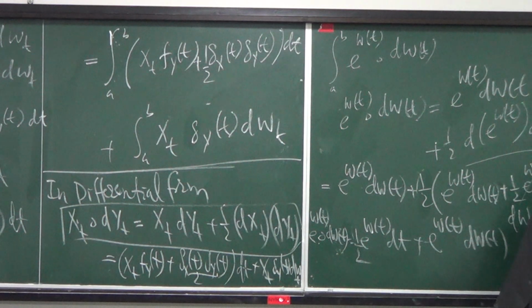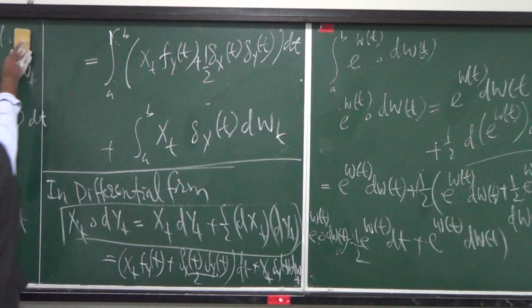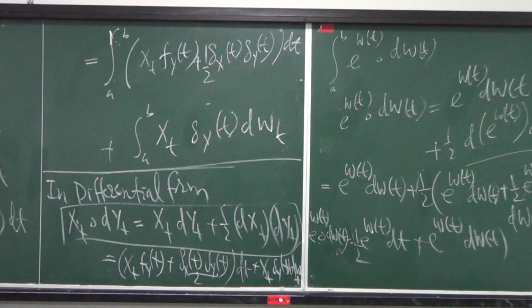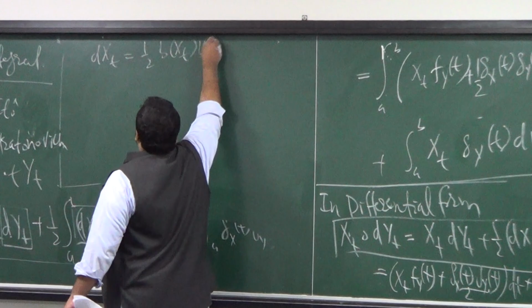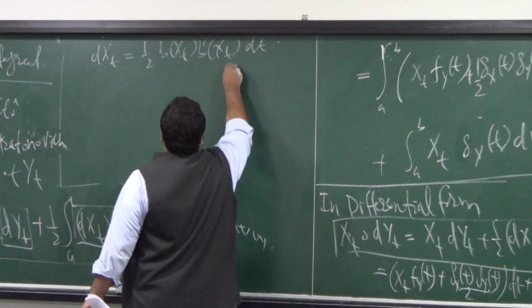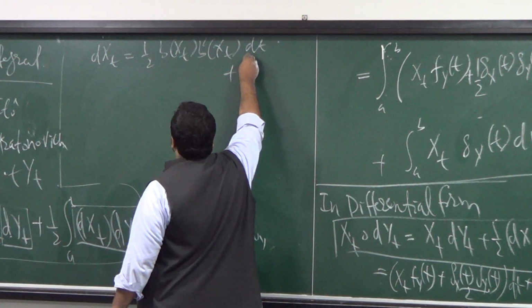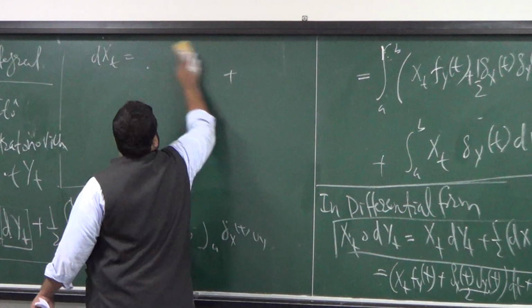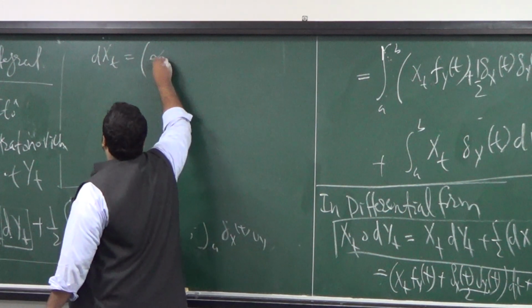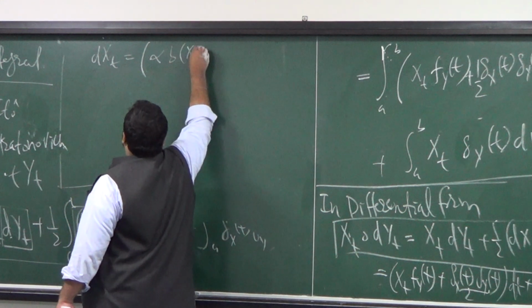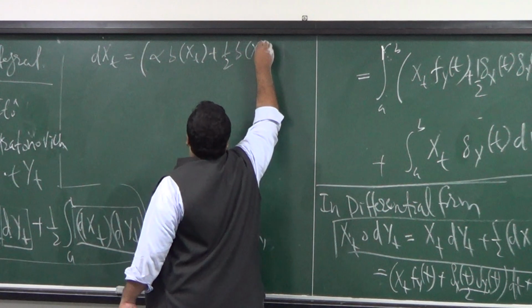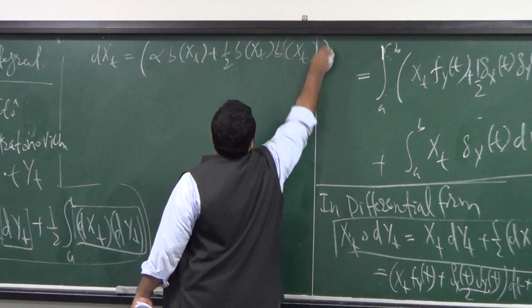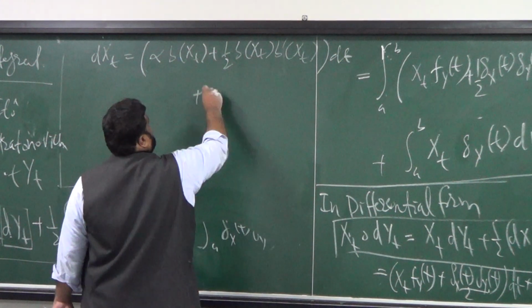Now, let me quickly return to something that I wrote previously, just to show you why this really makes sense. Remember, we wrote an SDE of this form, with 1/2 of b of X_t, b prime of X_t, dt. The second last form I wrote was alpha of X_t plus 1/2 of b of X_t, b prime of X_t, dt plus b of X_t dW_t.